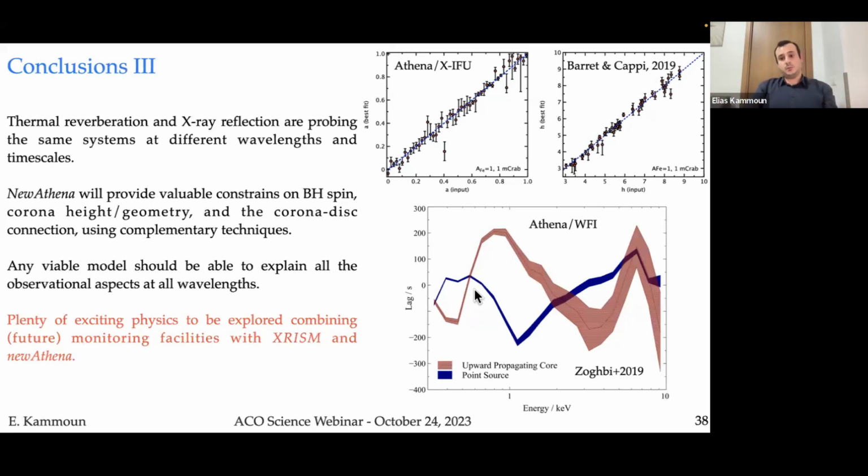So there are more and more things to be done by cross-matching these two techniques. And I'm sure that a lot of exciting physics can be explored in the near future with current missions, and hopefully in a few more years with New Athena. And I stop here. Thank you very much.